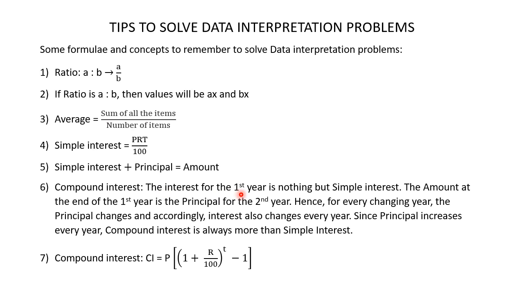Now the interest for the first year is nothing but simple interest. Now the amount at the end of the first year is the principal for the first year plus the interest. Now this amount is the principal for the second year. Hence, for every changing year, the principal changes and accordingly interest also changes every year. Since principal increases every year, compound interest is always more than the simple interest.